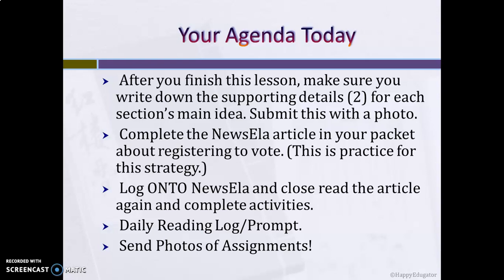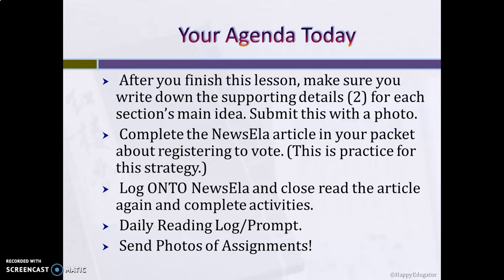You need to make sure you do your daily reading log with your writing prompt and record it in your packet. And again, make sure you're sending photos of your assignments. I can't count your work as having been completed if I don't receive it. So please make sure you send it to me because it also helps me help you and help the class if I can take a look at the glows and grows with our work before I do my next lesson.